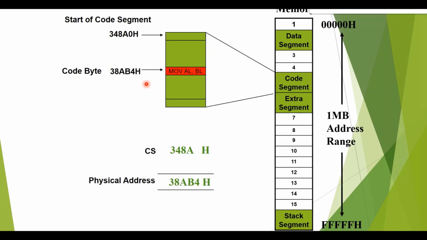Then we have the physical address. The 20-bit address which is used to communicate with the memory location is known as the physical address. So here the physical address is of 20 bits, that is 38AB4, from which we have to read this instruction.